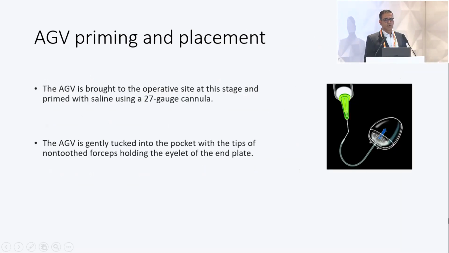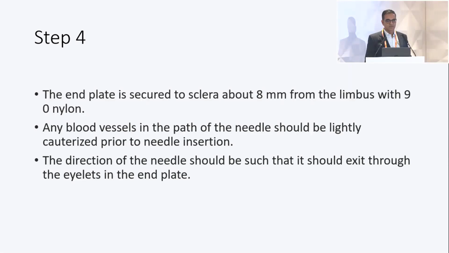The AGV is brought into the operative site and then primed with saline using a 27 gauge needle. The priming is a very important step to check whether the AGV is going to function or not. And then we gently tuck the AGV into the pocket with the non-tooth forceps holding only the eyelet and the edge of the AGV. You do not touch the surface or the valve itself.